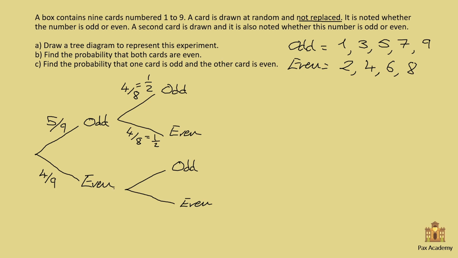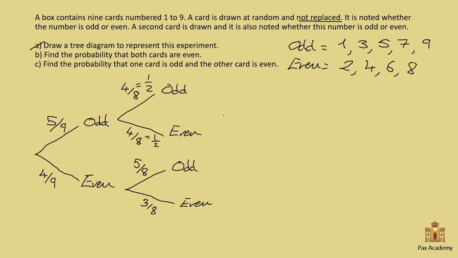Okay, so what if we draw an even card first? So again, out of 8, but the number of odd cards stays the same, okay? So 5. And then for even, we have out of 8, and then we had 4 before. Because we drew 1 and we don't replace it, we have 3 left rather than 4. And so this is our tree diagram drawn, okay?